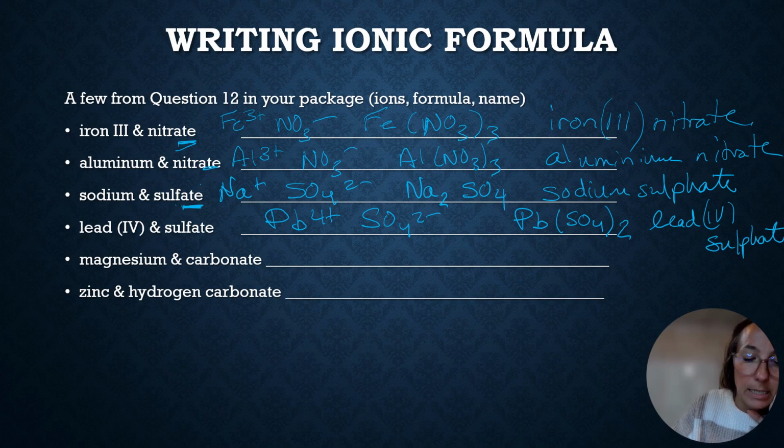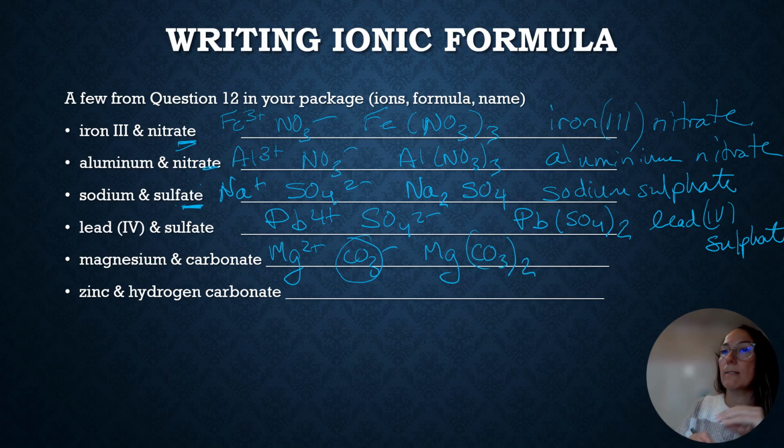Okay, magnesium and carbonate. Magnesium 2+, carbonate CO3 2-. The 3 is subscript. And I need 2 of the carbonates. So again, can't touch this, so don't change that 3. And so I need 1 of the Mgs, and I need 2 of those CO3s.